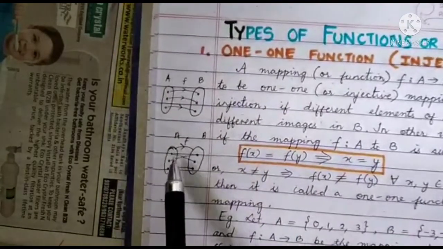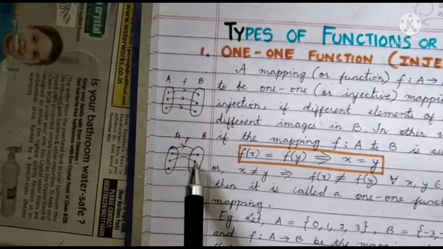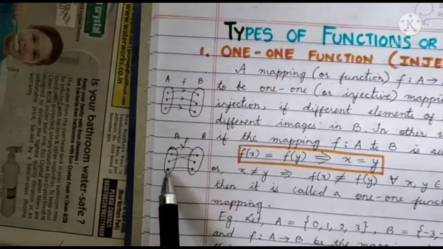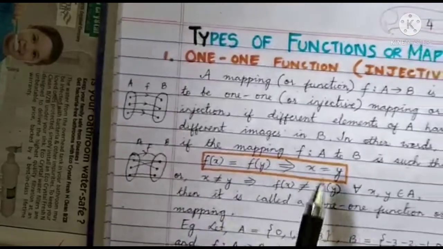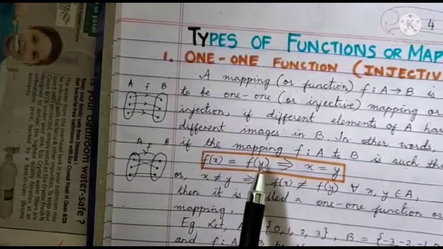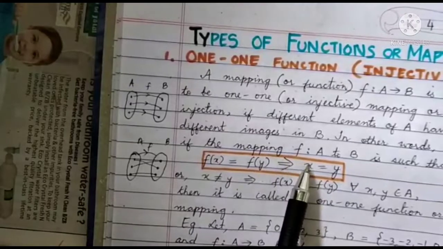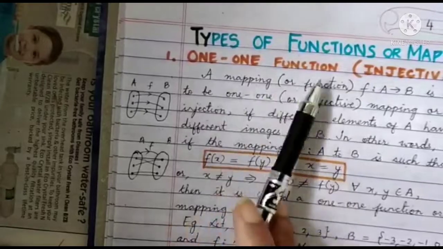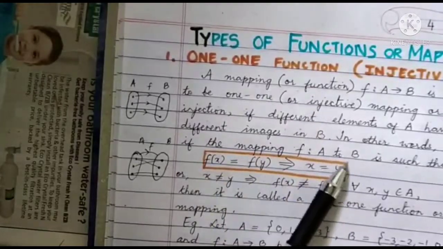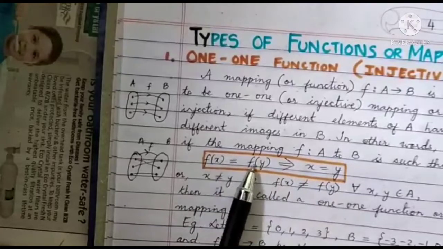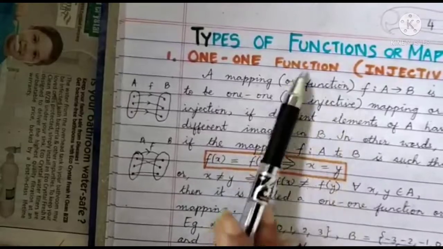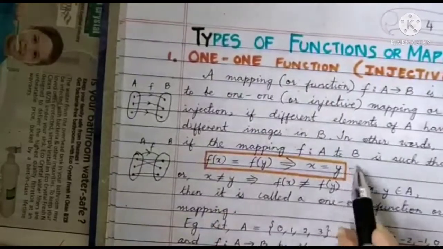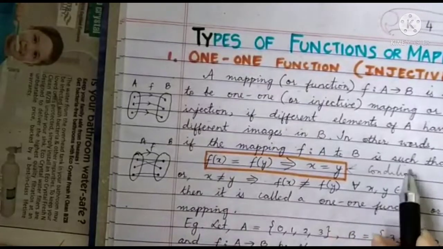For example, look over here. This element has this image, this element has this image and this element has this image, but no two of them have the same image. That is why it is called a one-to-one function. In mathematical language, if f(x) equals f(y), then it should imply that x equals y. For a one-to-one function, this condition must be true. You should start with f(x) equal to f(y) and you should be able to reach x equal to y. If this happens, then the given function is a one-to-one function. You could say that this is a condition for a one-to-one function.